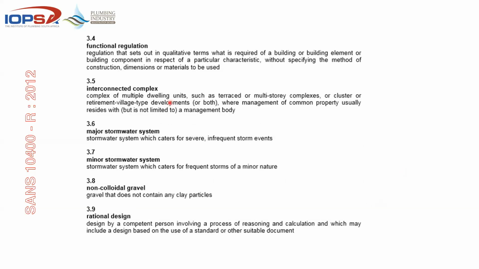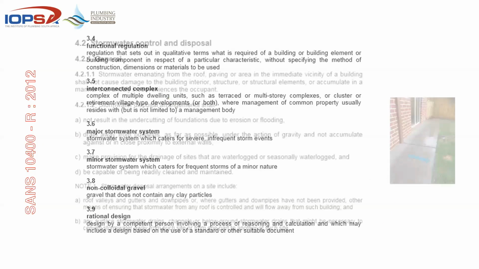So there's a lot of emphasis in this document around the interconnected complex. An interconnected complex is a complex of multiple dwelling units, such as terraced or multi-storey complexes, cluster or retirement village type developments, where management of common property usually resides with, but is not limited to, a management body. So it's like a sectional title development. We have townhouses, etc. So you have a lot of dwelling units on one property, but it's managed by a single body.